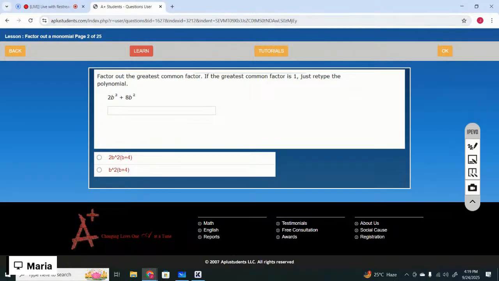Factor out the greatest common factor. If the greatest common factor is 1, just retype the polynomial.